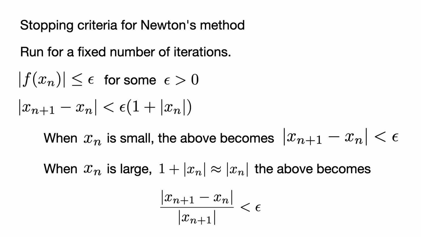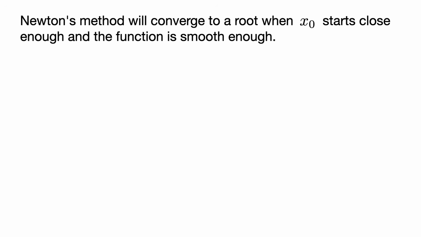If x sub n is large, then 1 plus the magnitude of x sub n is approximately equal to the magnitude of x sub n. And then the stopping criteria becomes this expression here, the magnitude of x sub n plus 1 minus x sub n all over the magnitude of x sub n plus 1 is less than epsilon. And this, you might remember, is relative difference. So we're saying if the relative change in our iterate is small, then stop. Those are three options for stopping criteria.